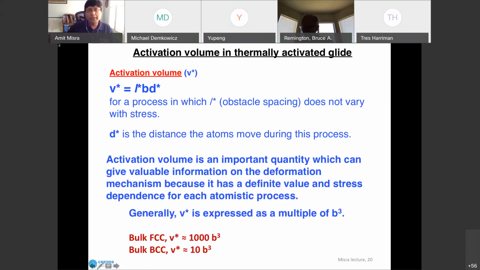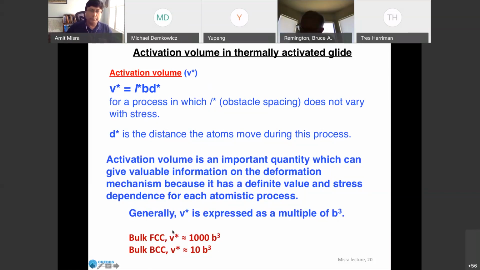Now, typically, this activation volume is expressed as an integer multiple of B cube, where B is the Burgers vector. Intuitively, it's easier to think of it in terms of how many multiples of, if you can say one unit volume is one Burgers vector cube, then how many Burgers vector cubes are involved, and that gives you a sense of the dimension around the dislocation that represents the barrier.